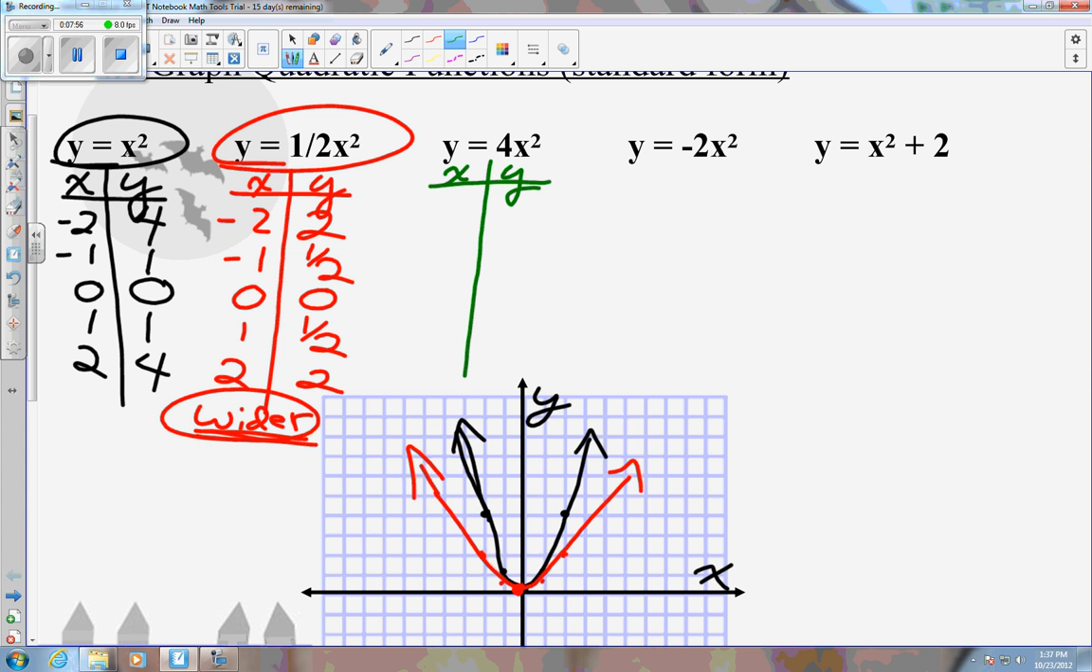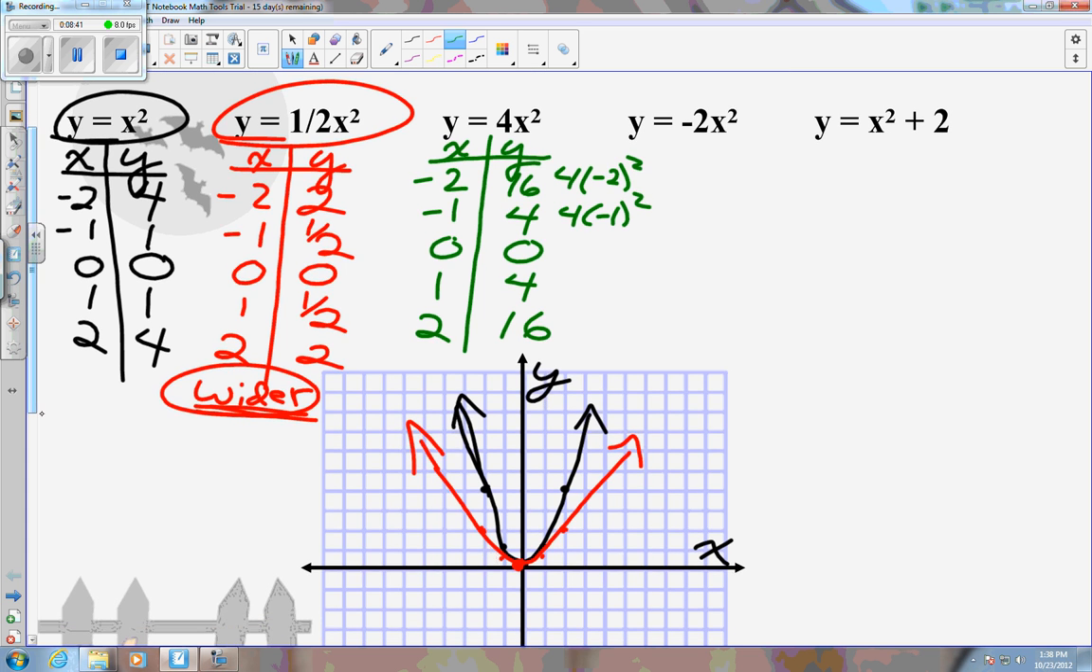X, y, -2, -1, 0, 1, and 2 for my x values. Okay, so -2, this is 4 times -2 squared. -2 squared is 4, times 4 is a positive 16. 4 times -1 squared. -1 squared is 1, times 4 is a positive 4. 4 times 0 is 0. 4 times 1 is 4. And 4 times 2 squared is 16.